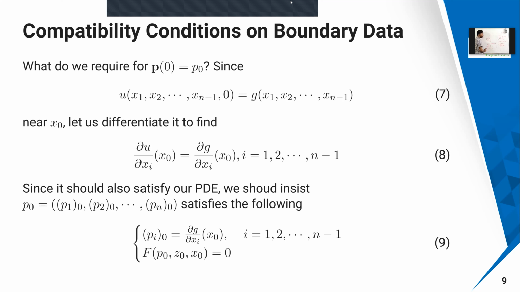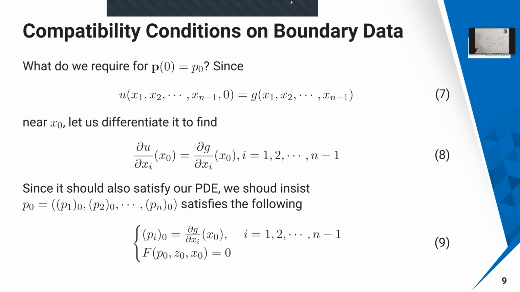If I differentiate this, what I am going to get is dou u by dou xi at x naught, which for each of them becomes dou g by dou xi at x naught. This is for i equal to 1 to n minus 1 only, because xn is not there here. xn is already 0, it is near the boundary.